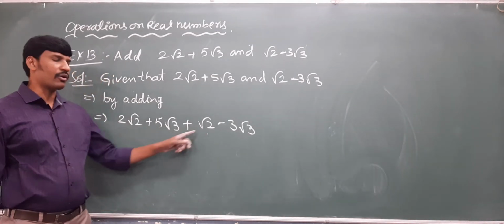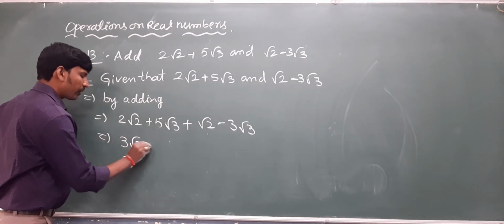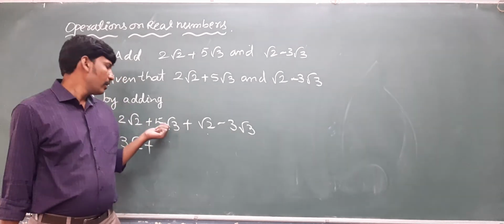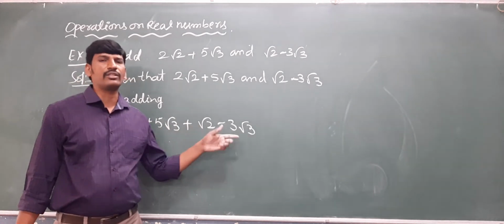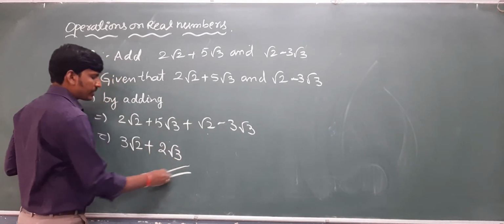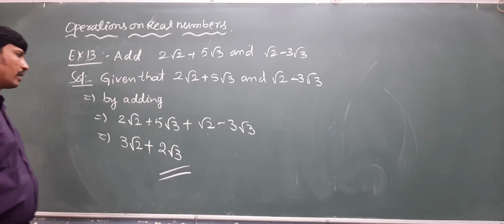So 2 plus 1 equal to how much? 3. Which implies 3 root 2 plus, now the root 3 terms are also like terms: 5 root 3 minus 3 root 3. 5 minus 3 is equal to how much? 2. So 2 into root 3. We got the answer: 3 root 2 plus 2 into root 3. This is clear, my dears?